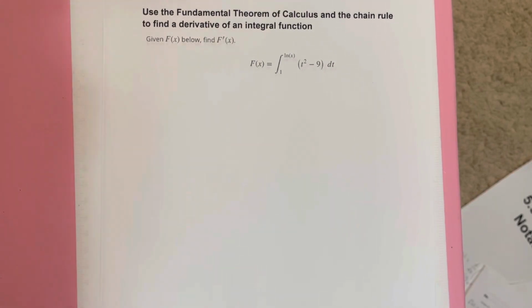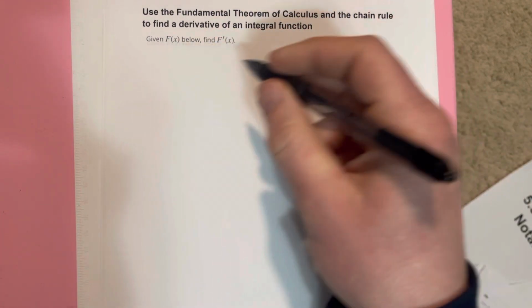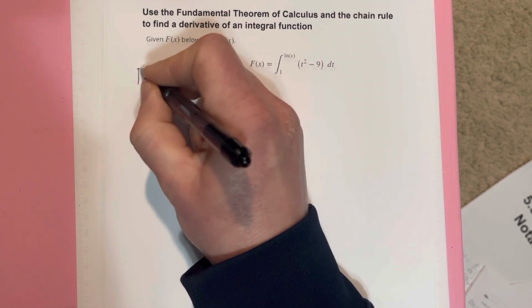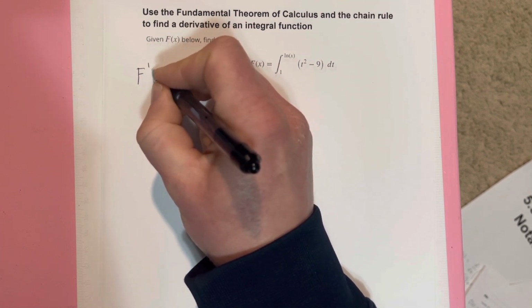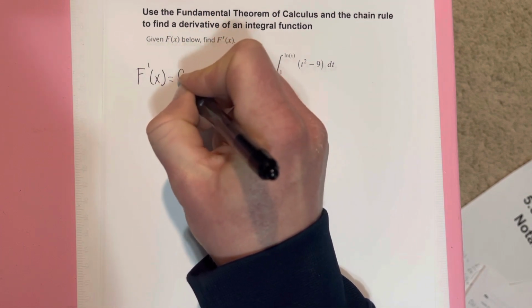In this video, we're going to use the Fundamental Theorem of Calculus and the chain rule to find a derivative of an integral function. It says, given f of x below, find f prime of x. So the first thing I'm going to write is that, from previous videos, I know that f prime of x is going to equal f of x.